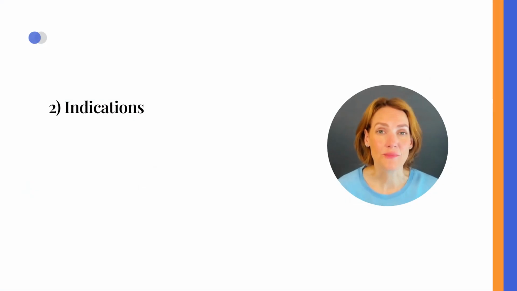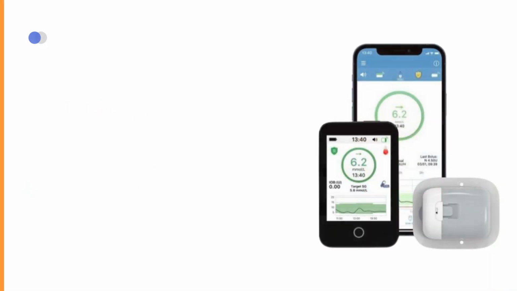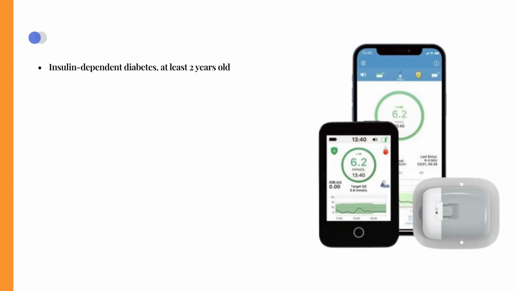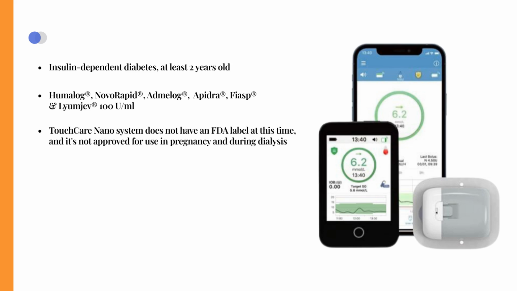2. Indications. The TouchCare Nano System is indicated for individuals aged 2 years and older who require insulin therapy. It is approved for use with fast-acting insulins, Humalog, Novorapid, Admelog, Apidra, Fiasp, and Lyumjev, in their 100 units per milliliter concentration. Please note that the TouchCare Nano System does not have an FDA label at this time, and it is not approved for use in pregnancy and during dialysis.